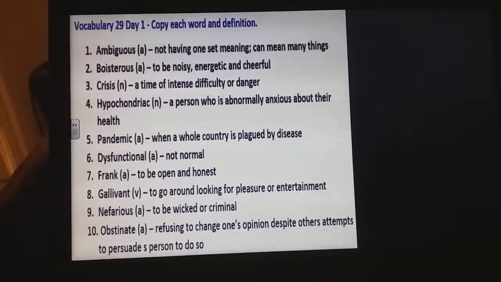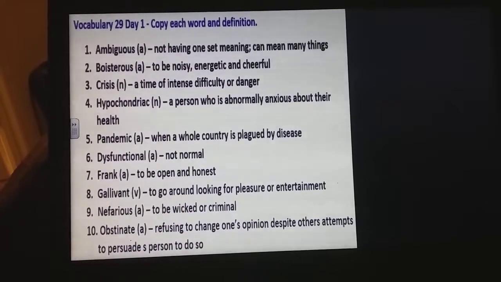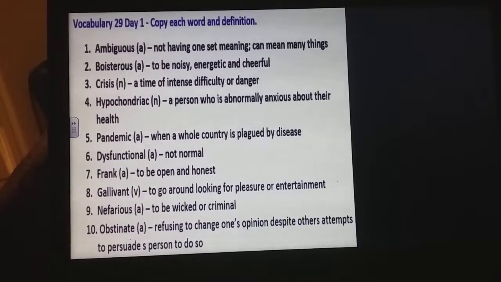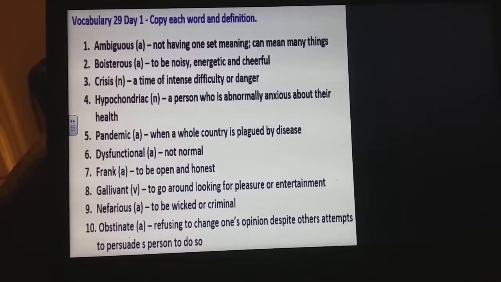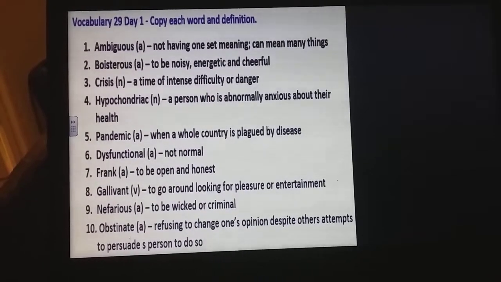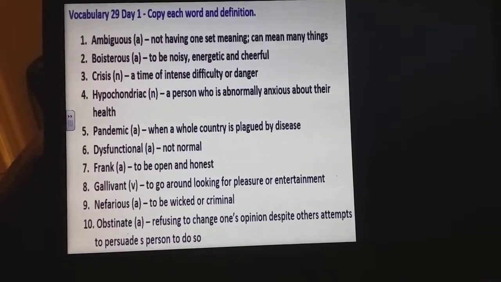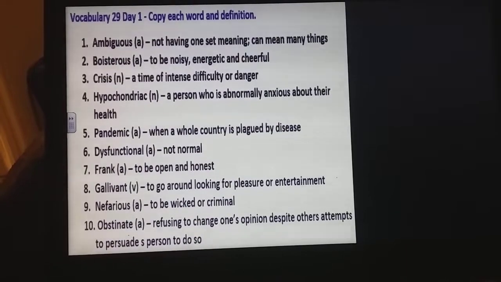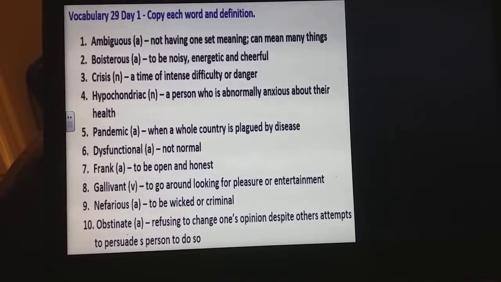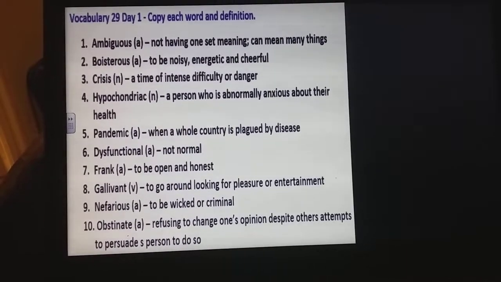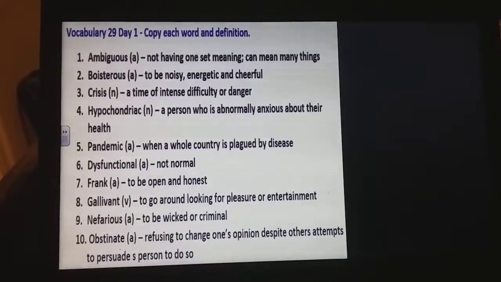Word number 1 is the word ambiguous. Ambiguous. This word is an adjective, which means it's a word that describes something. The definition means not having one set meaning. Something ambiguous can mean more than one thing. In fact, it can mean many things.